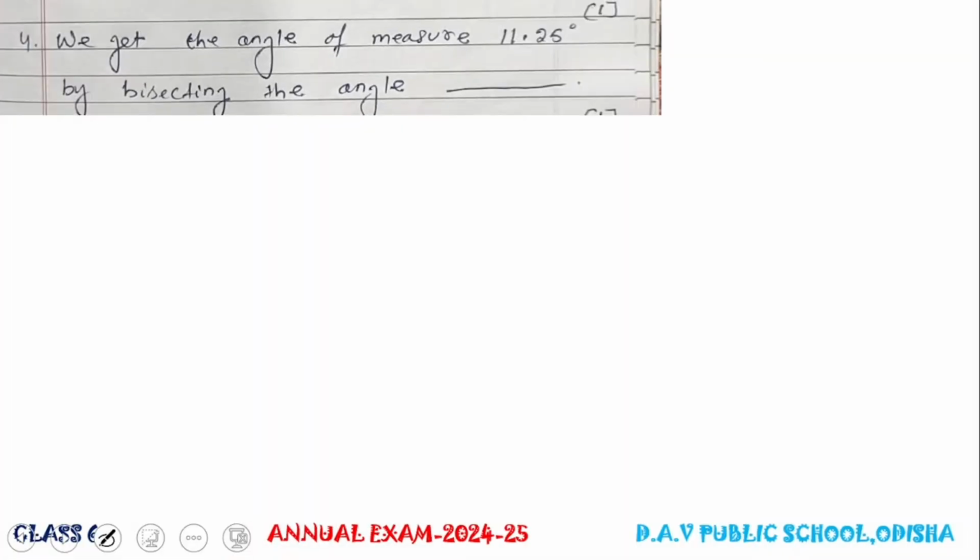Next question, we get the angle measure 11.25 degrees by bisecting the angle. So multiply it: 11.25 degrees into 2 is 22.50, or 22.5 degrees, or 22 and a half degrees.